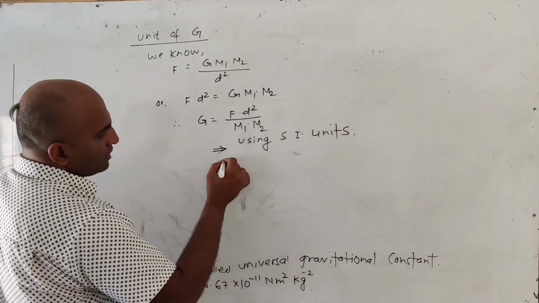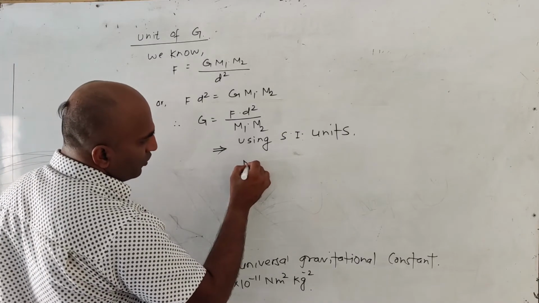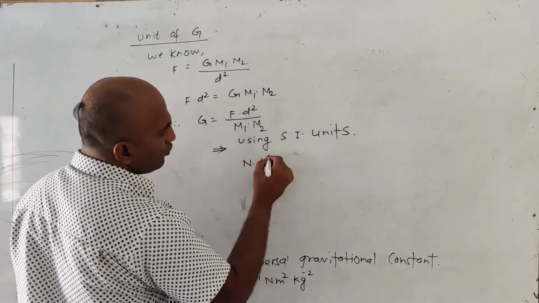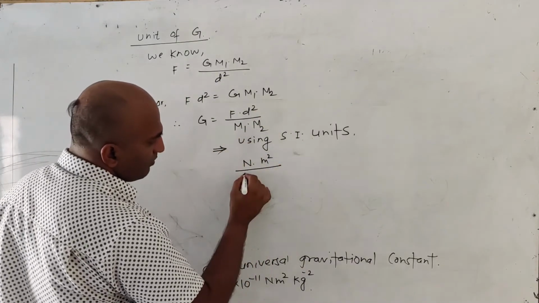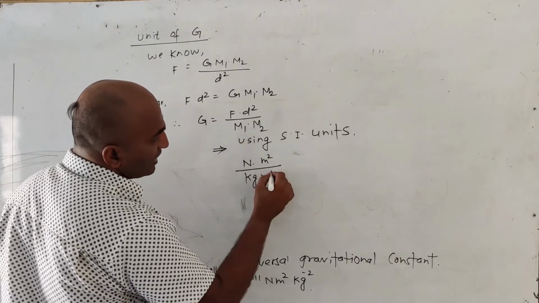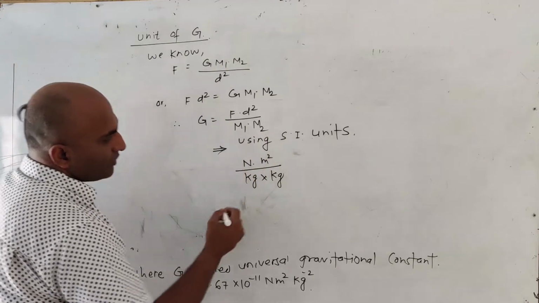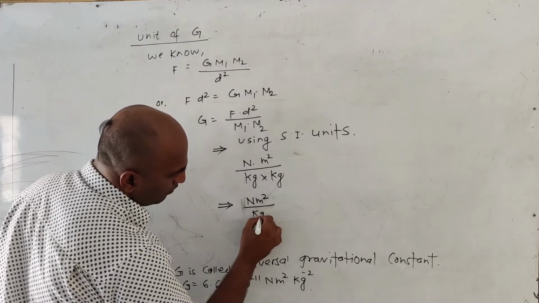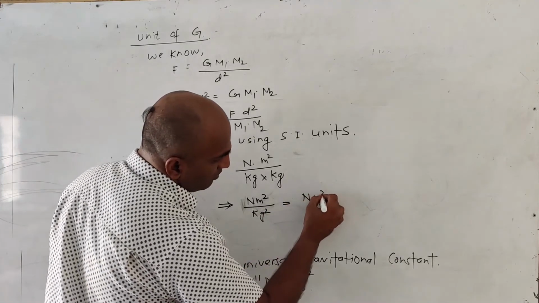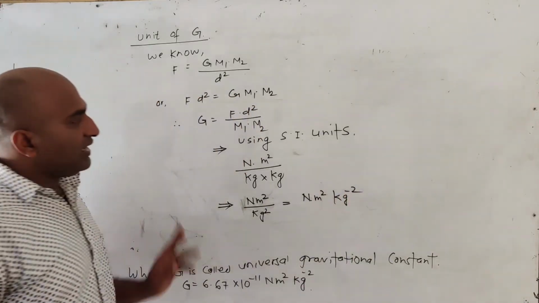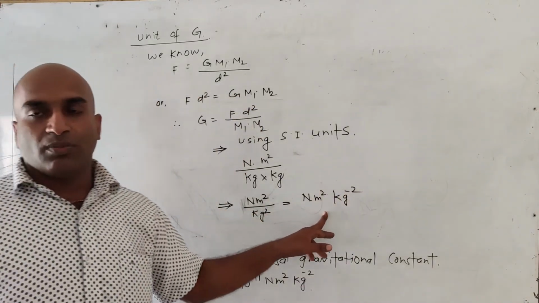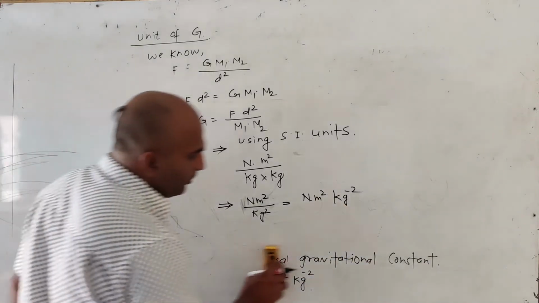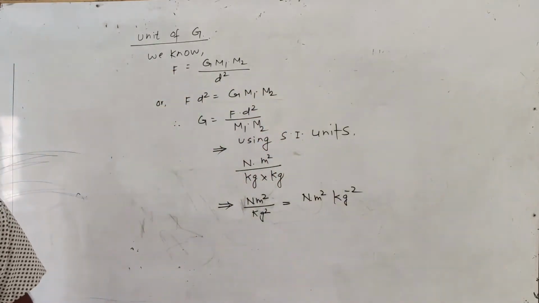Using SI units in this relation, force is in Newton, distance is in meter, and there is a square, so we take meter square, divided by mass, whose unit is kilogram, and here also kilogram. These are the masses of the two bodies. This implies Newton meter square per kg square. In this way, we can obtain the unit of the universal gravitational constant. Now, suppose numericals are asked related to two masses and you have to find the distance.